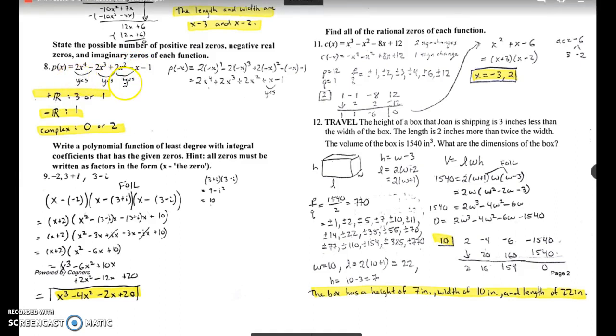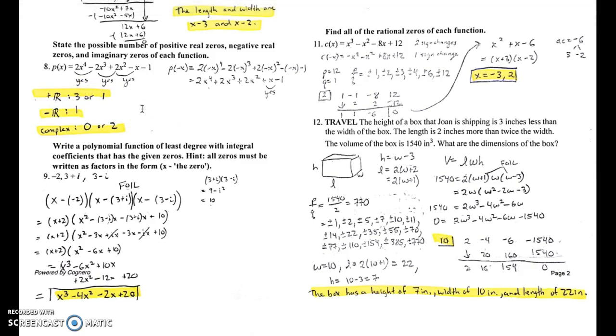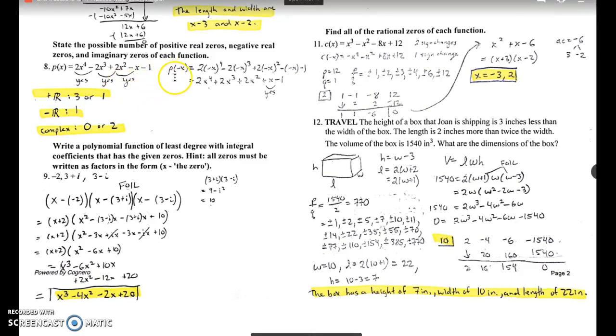There are 3 sign changes here, so that means there are either 3 or 1 positive real solutions. And you don't know if it's 3 or 1 until you go through and do the problem, but you don't have to do the problem here. To find the number of negative real solutions, you do p of -x.